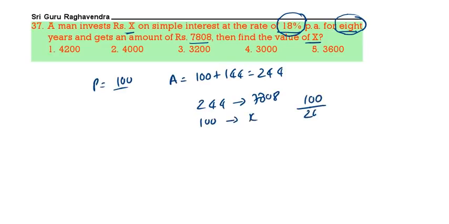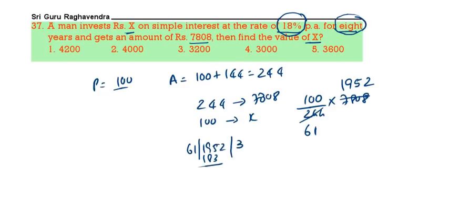100 by 244 into 7,808. Now do the calculation with 6, with 4. I am doing with 4. 4 6 24, 4 1s 4, here 4 19 76. 4 5s 20, 4 2s 8. Now I am dividing 1952 by 61. 61 3s 183. Now 2 times. So it is 32 into 100, that is 3200. 3200 is the correct answer.